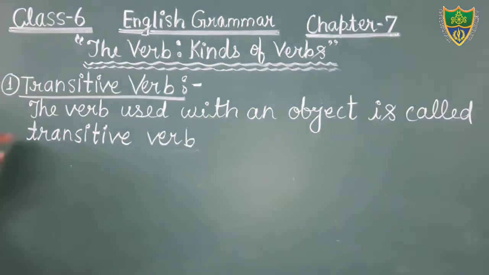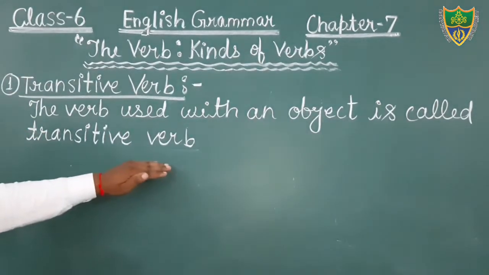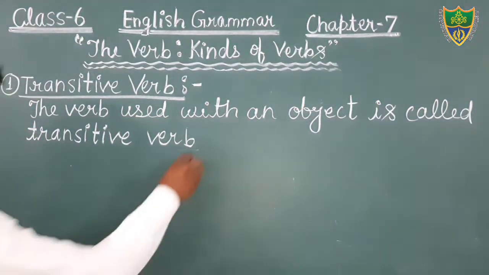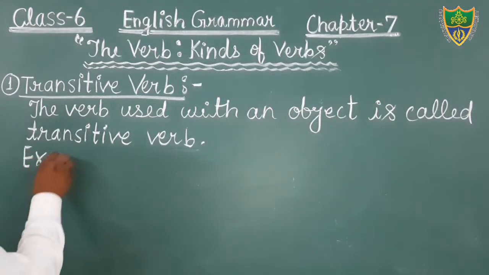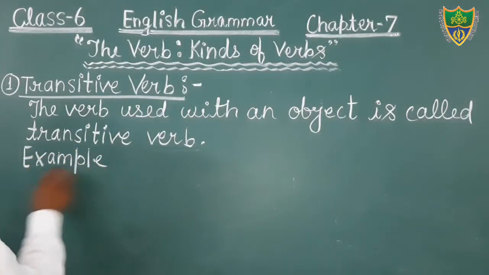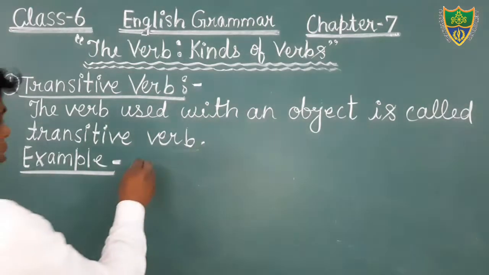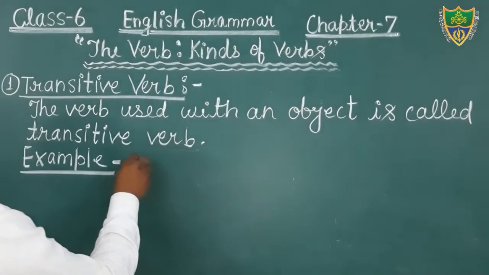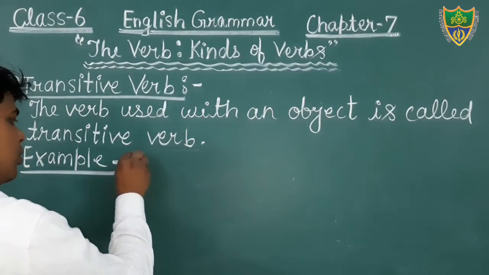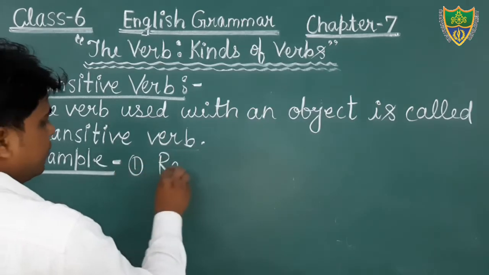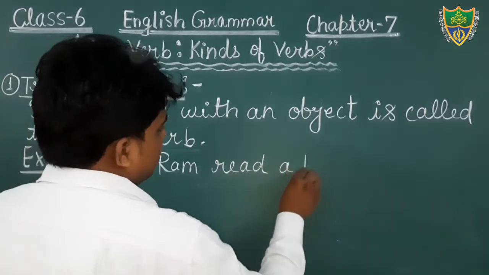Okay, just write it. The verb used with an object is called transitive verb. For example, we can see. Just start out the example. Ram reads a book.